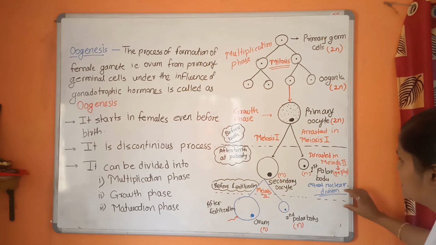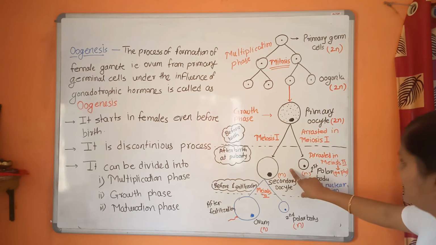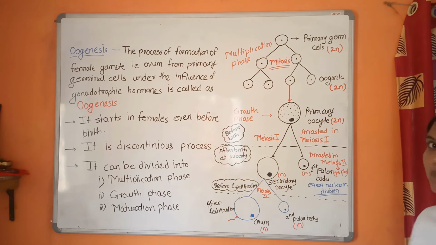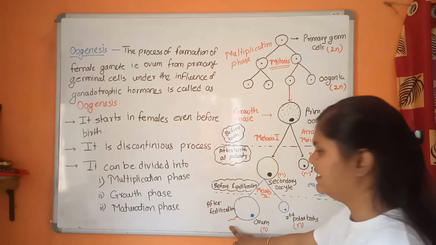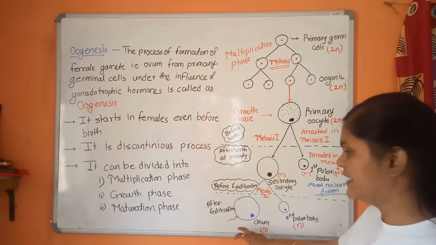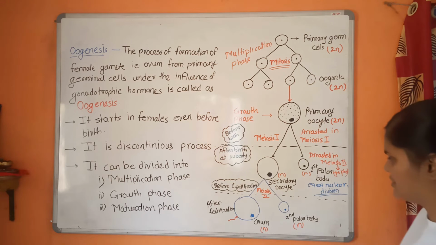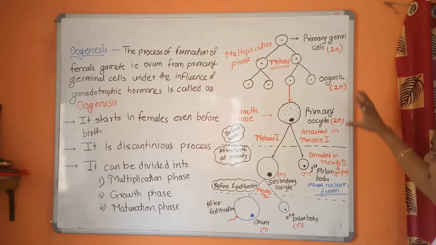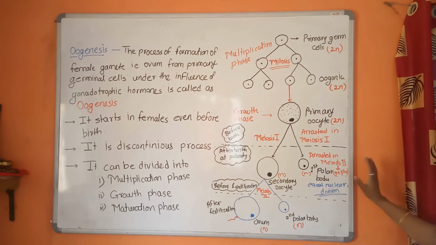So understand this. The secondary oocyte enters into meiosis second, but it is not completed. Okay, it completes when sperm cells enter and the fertilization process takes place. After this, the fertilization process takes place. So this is the overall oogenesis process.